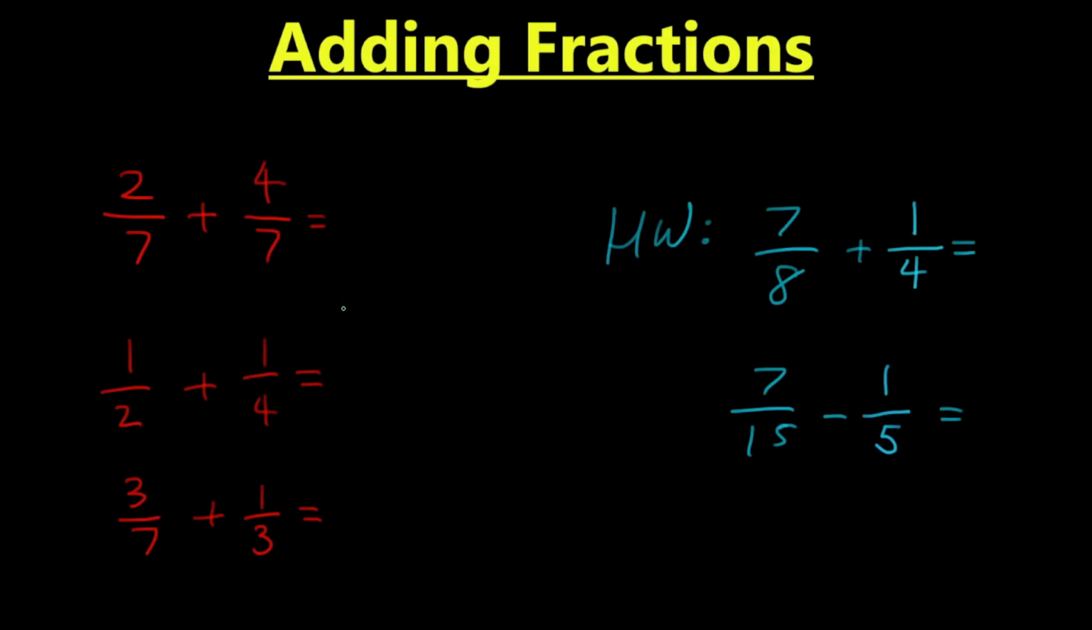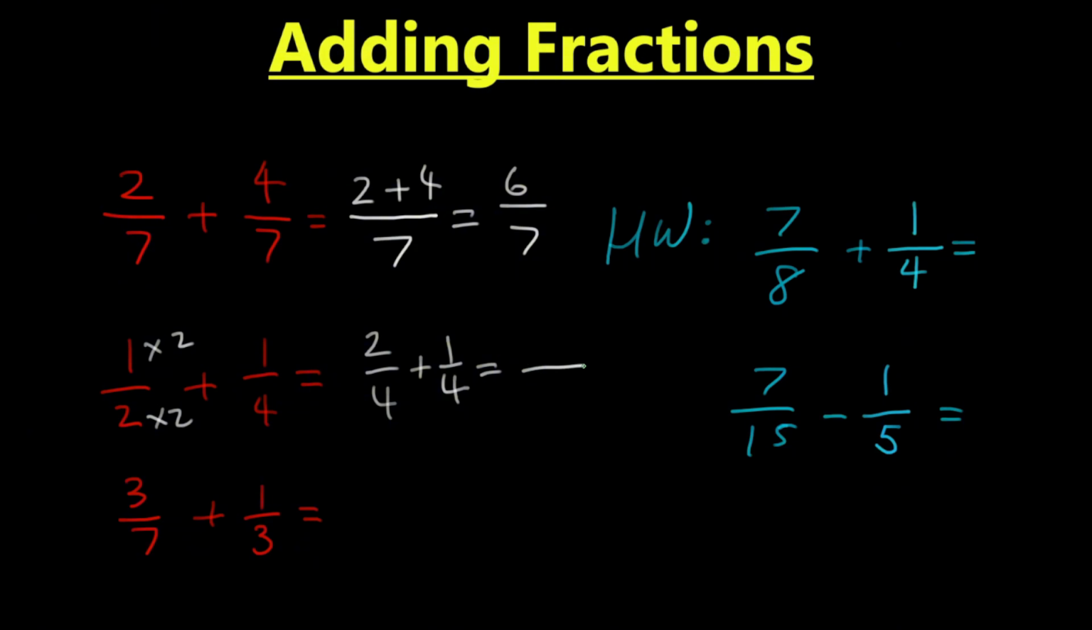So when you're adding fractions, the key here is you want to have a common denominator. For the first question, the denominators are already the same. So you can kind of think of it as they have a shared denominator of 7. 2 plus 4 is 6/7. For the second question, we can change 1/2 into 2/4 by multiplying the top and bottom by 2. Then once you have a common denominator, you can combine them and do 2 plus 1 equals 3.